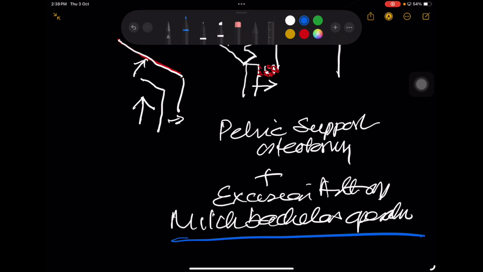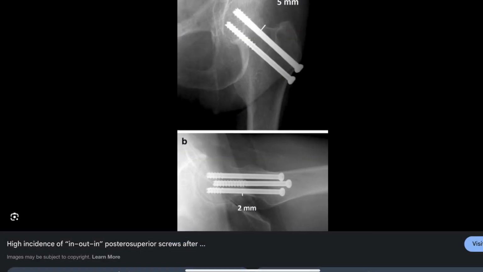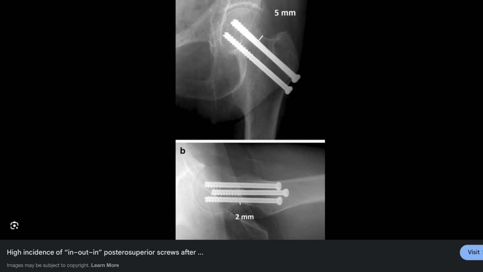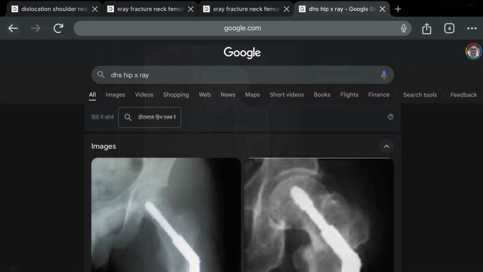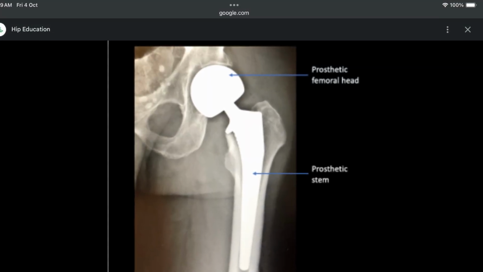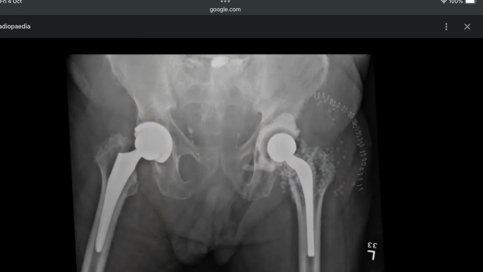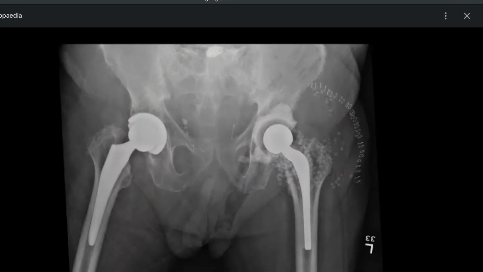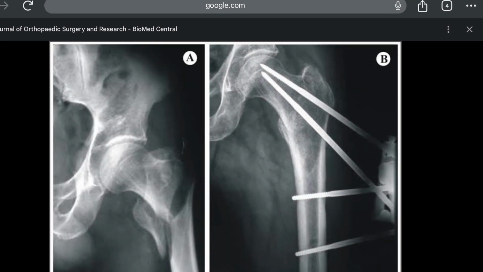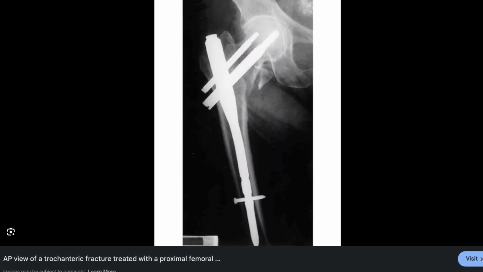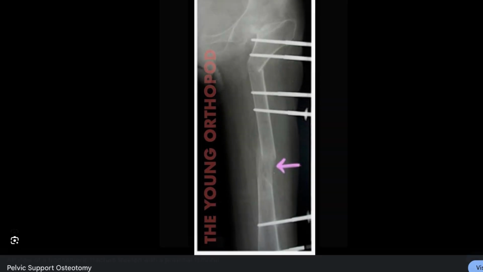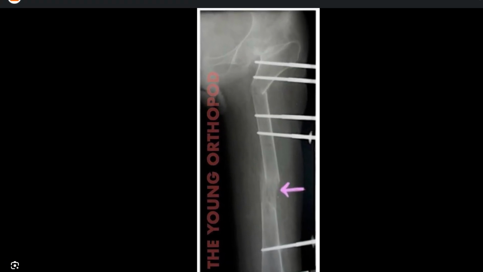Right? So we have still a lot of time. But we'll take the cannulated cancellous screw, the DHS, the hemi replacement arthroplasty, the total hip replacement, the external fixator for trochanteric fracture fixation, the PFN proximal femoral nail, and the pelvic support osteotomy. So these are the techniques that you must know.